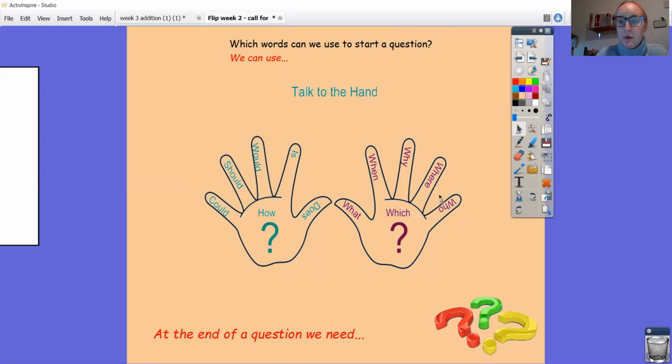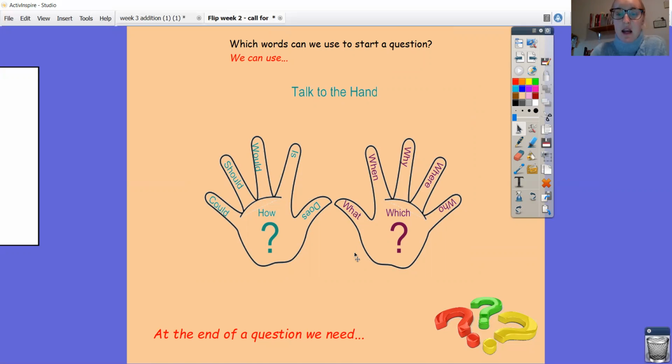So we've got who, where, why, when, and what. And in the middle, in the palm of our hands, we've got which. To help you remember, we can say who, where, why, when, what, and which. And on the other hand, which is this turquoise one here, we can say does, is, would, should, could, and how. So we can use any of these words that we want today to ask some questions.